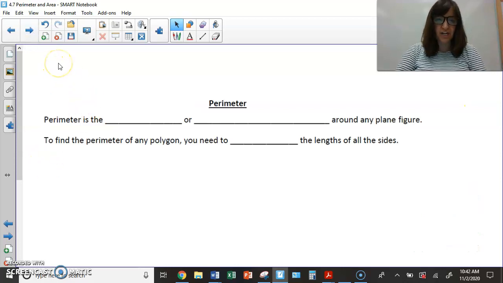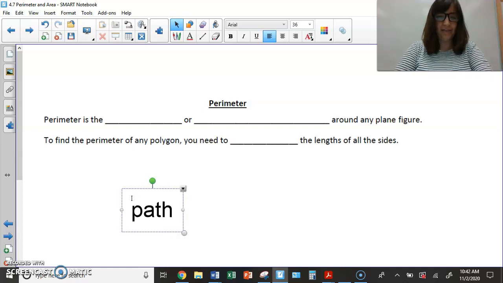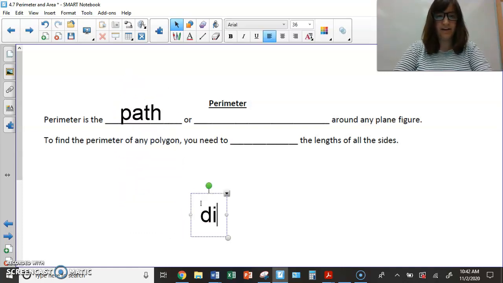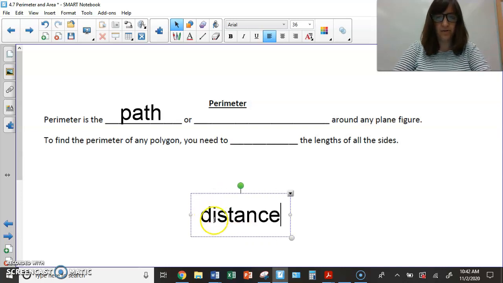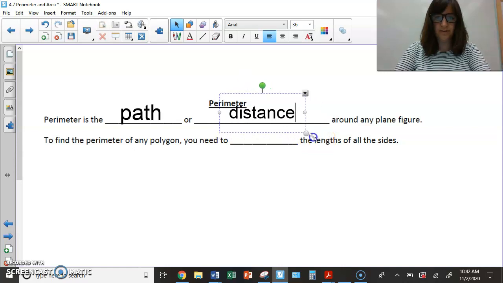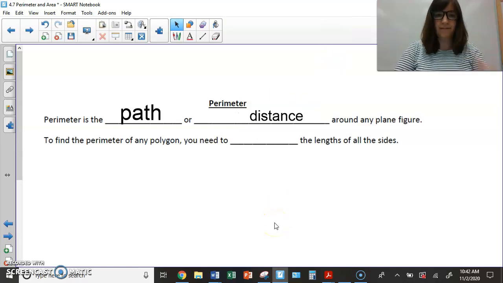So perimeter, that is measuring around the outside of a shape, okay? So perimeter is the path or the distance around any plane figure. So perimeter is the path or distance around any plane figure.